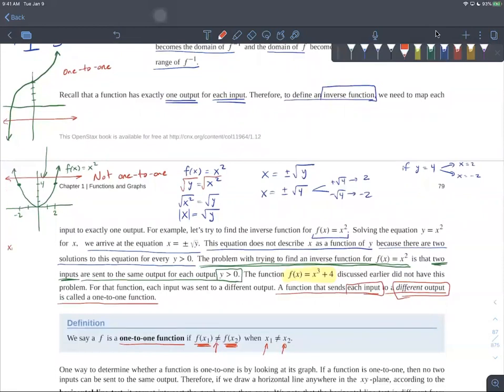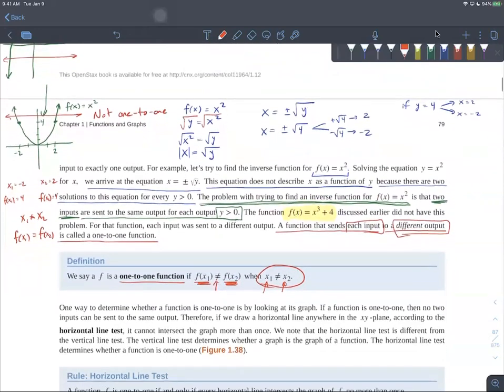Notice if x1 is equal to -2 and x2 is equal to +2, then f of x1 is equal to 4 and f of x2 is equal to 4. So notice that x1 is not equal to x2. That's what we're talking about here. And so f of x1 should not be equal to f of x2 if this function is one-to-one, but we see that they're both equal to 4. So then this function is not one-to-one, right? And again, you can see that it fails the horizontal line test.